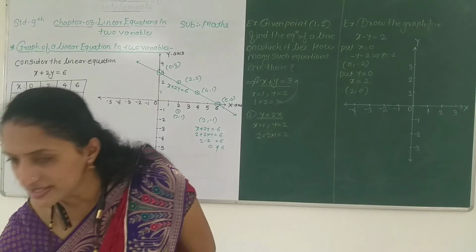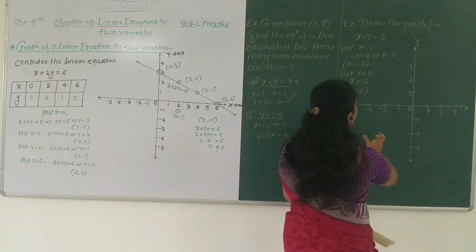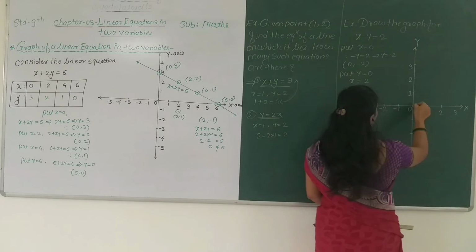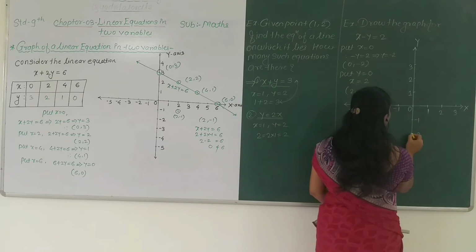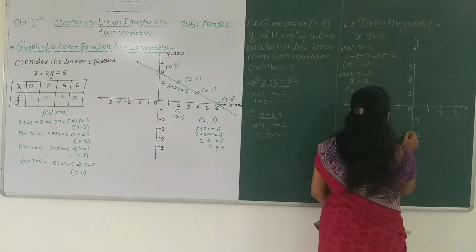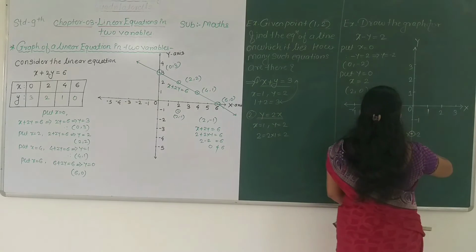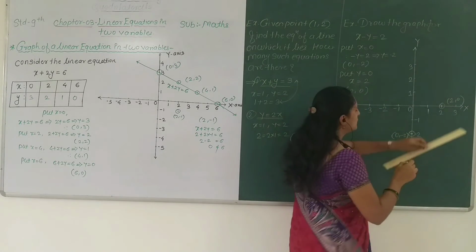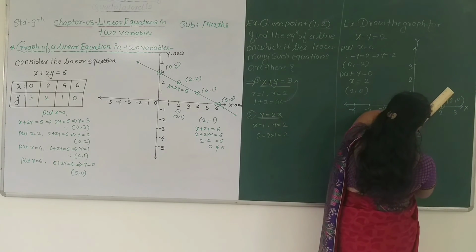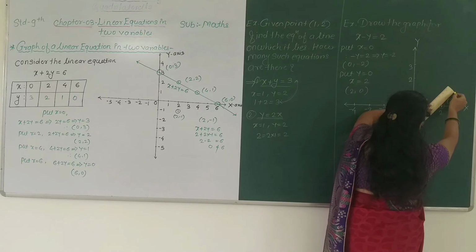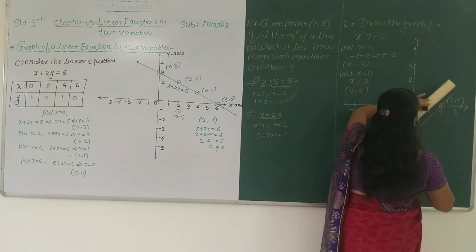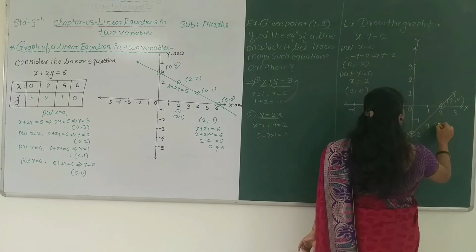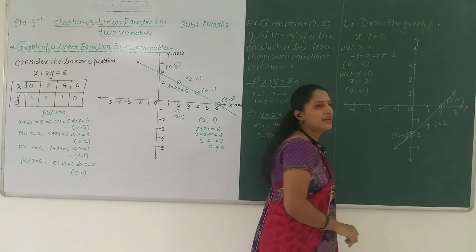So I plot these points on this graph. First point is 0, negative 2: on the x-axis 0, on the y-axis negative 2. Second one is 2, 0: on the x-axis 2, on the y-axis 0. Now join these 2 points. This line represents the equation x minus y is equal to 2.